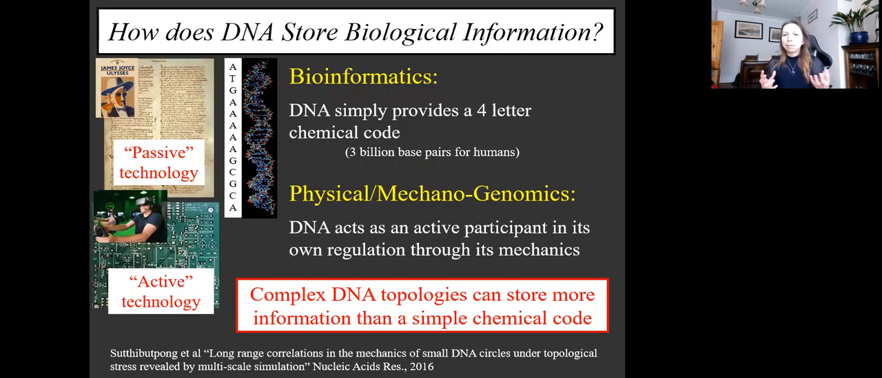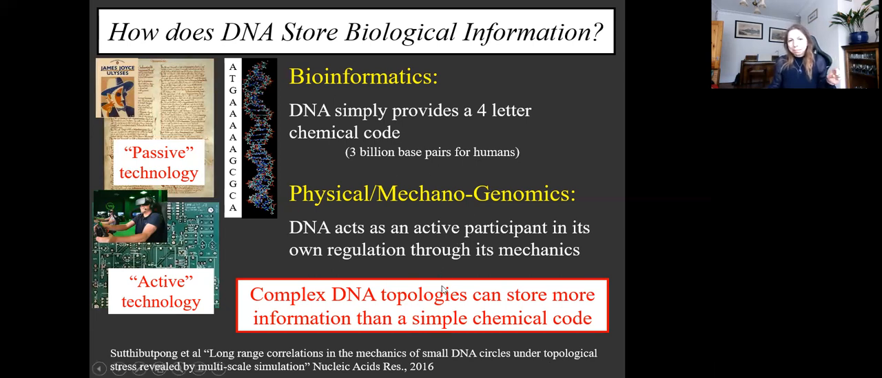So we'll start off by thinking about DNA and genomes. There are two ways really of looking at DNA and the way in which it stores biological information. The first is an informatics type way, where the DNA provides a four-letter chemical code, obviously a very big four-letter chemical code, because there are 3 billion base pairs for humans. And this is where we think about DNA a bit like a passive technology. It's like a book that you could sit there and read. And if you could read the book and understand the code, then in principle, you'd be able to reconstruct the organism.